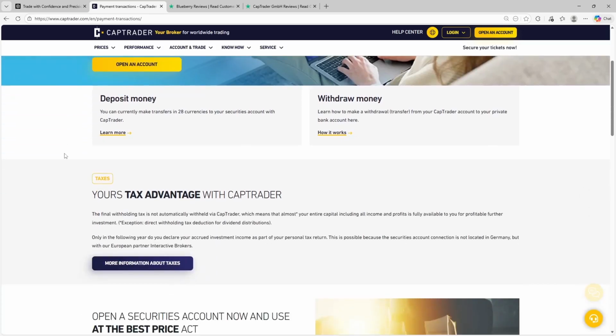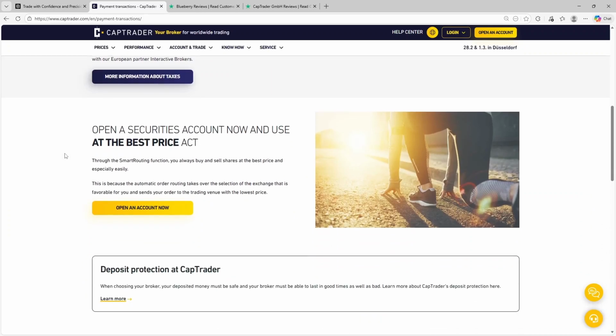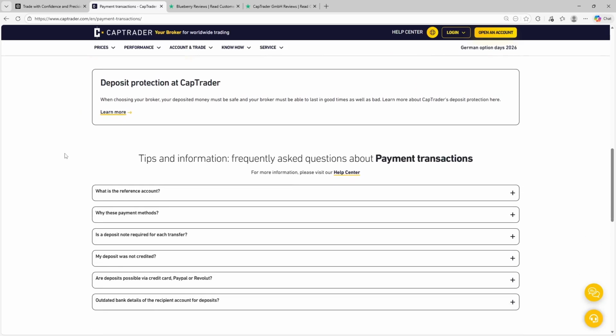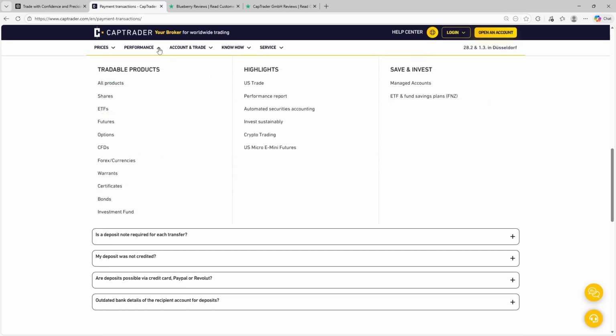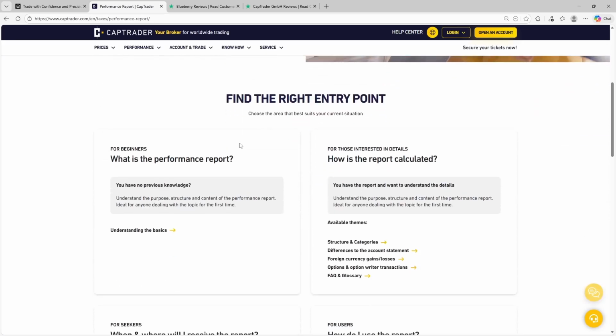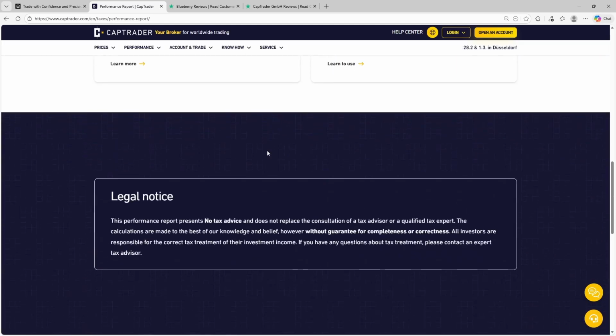That said, there are drawbacks. The learning curve is steeper, especially for beginners. The platform interface and feature set can feel overwhelming if you are new to investing, and there is less emphasis on step-by-step education compared to beginner-friendly apps. CapTrader assumes you already understand how markets, orders, and risk work, and rewards experience rather than simplicity.